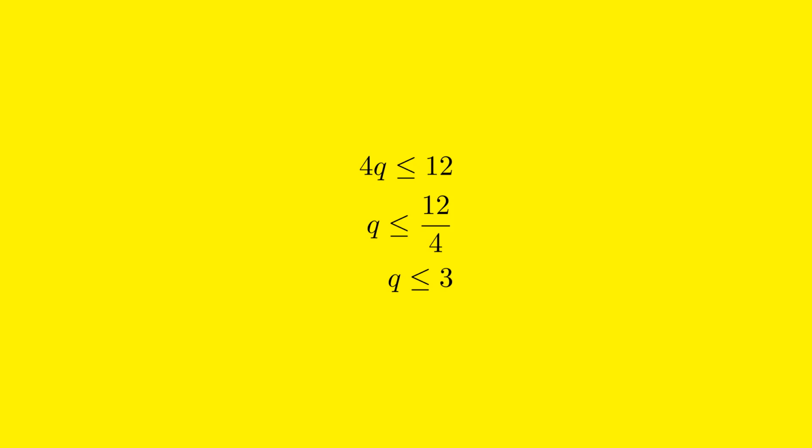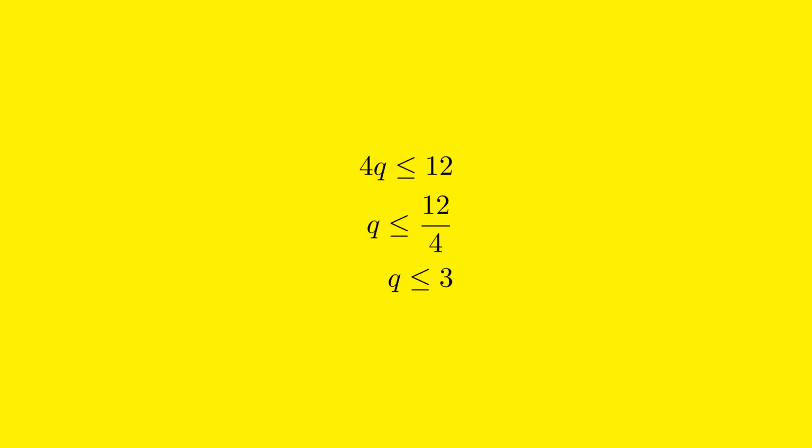This is done because when you divide both sides of an inequality by the same positive number, it does not change the direction of the inequality. So we divide 4q by 4, and we also divide 12 by 4. This changes our expression from 4q is less than or equal to 12 to q is less than or equal to 12 divided by 4. We simplify 12 divided by 4 to get 3. This leaves us with the inequality q is less than or equal to 3.